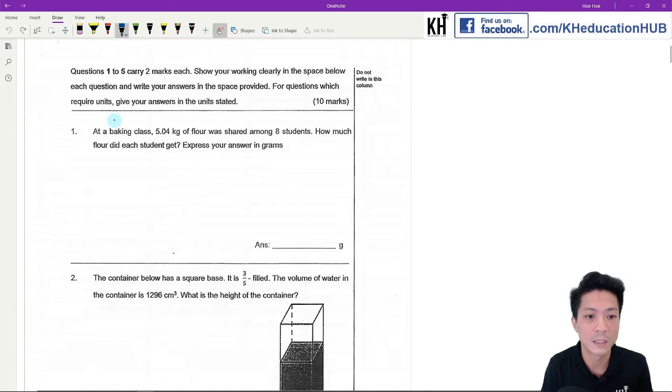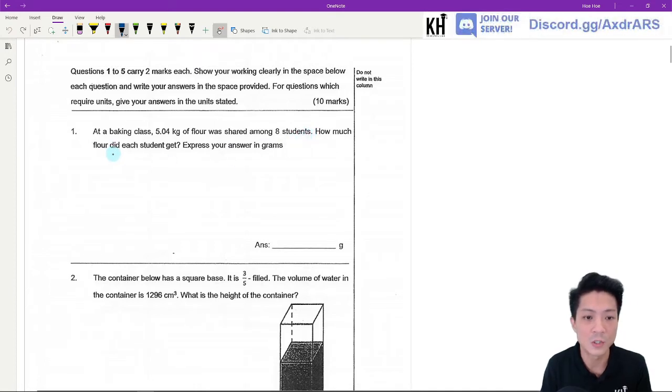Okay, question 1. At the baking class, 5.04 kg of flour was shared amongst 8 students. How much flour did each student get? Express your answer in grams.